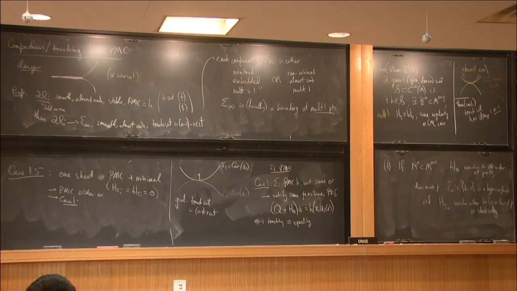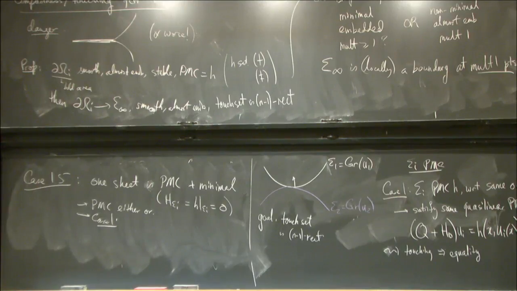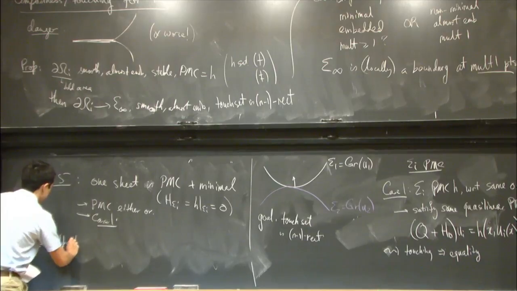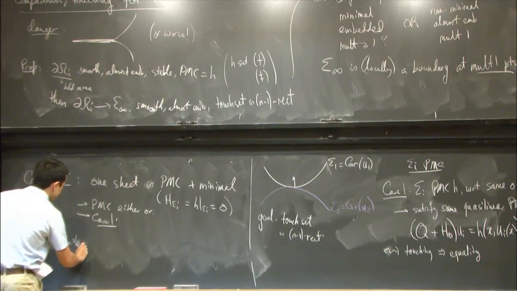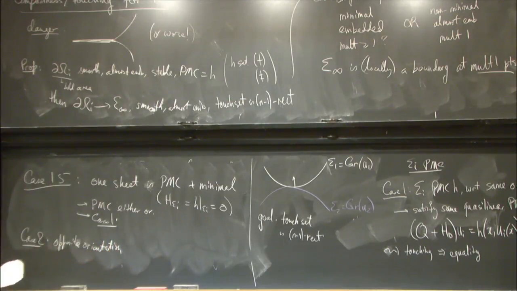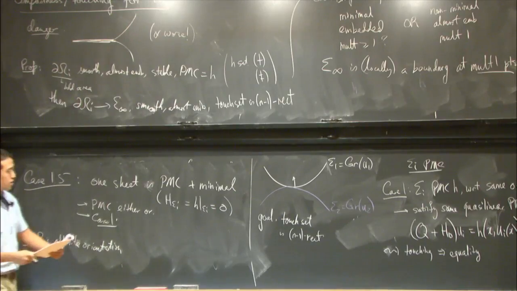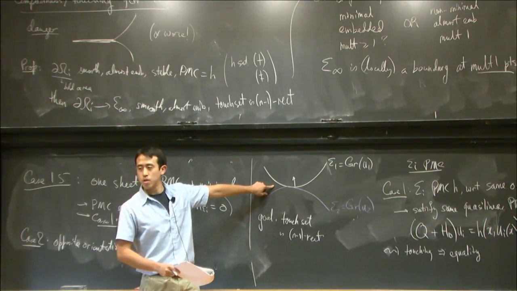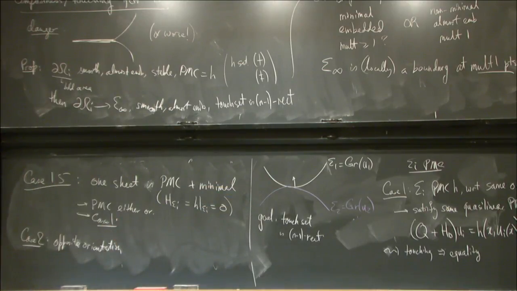Okay, I can always fix the orientation so that they're PMC with respect to the same orientation. The dangerous case is the case where you have opposite orientation. So in the CMC case, you can have opposite orientation, which will give you this, but only approaching in this configuration. But now we don't have a sign on H, and we still need to control the touching set.